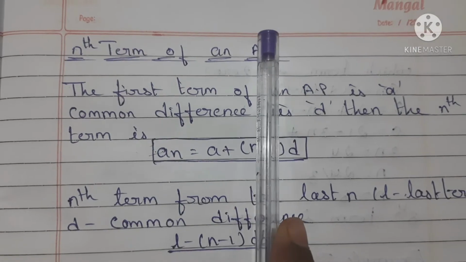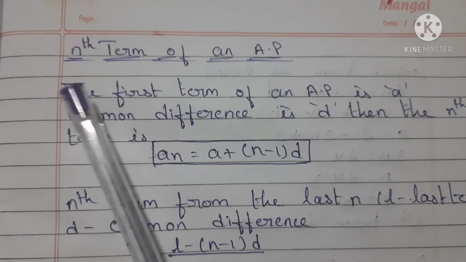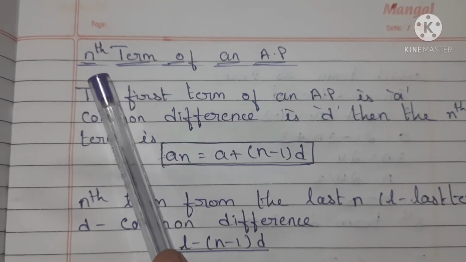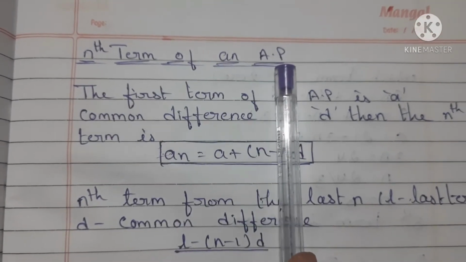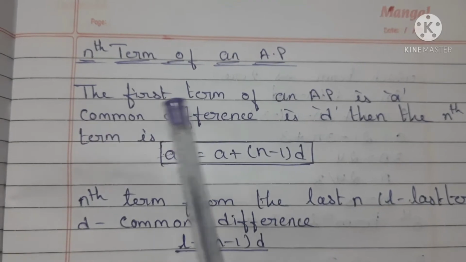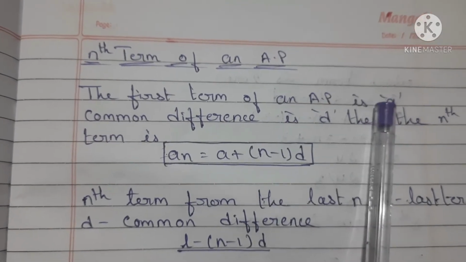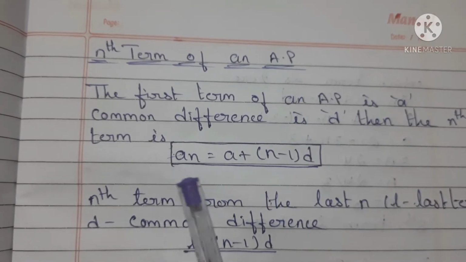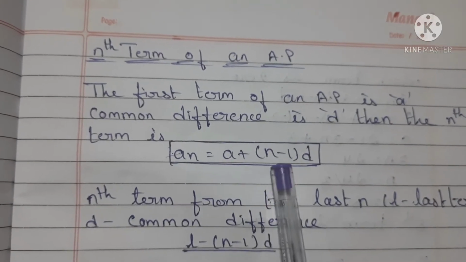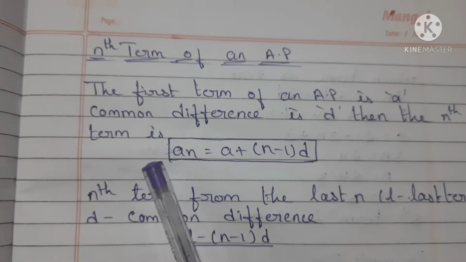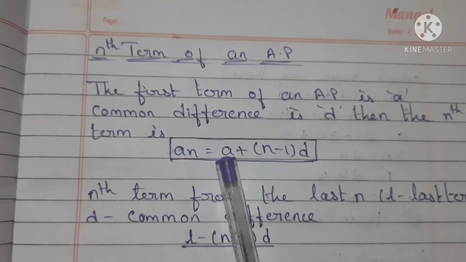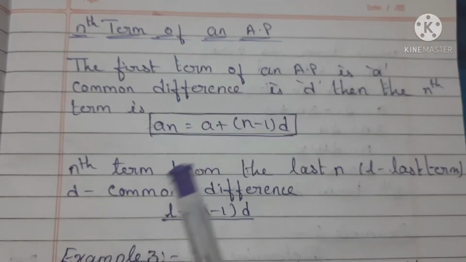Arithmetic progression, first chapter. Today we are discussing the nth term. The first term of an arithmetic progression is A, the common difference is D, then the nth term an is equal to A plus (n minus 1) into D. This is the nth term formula: an is equal to A plus (n minus 1) into D.